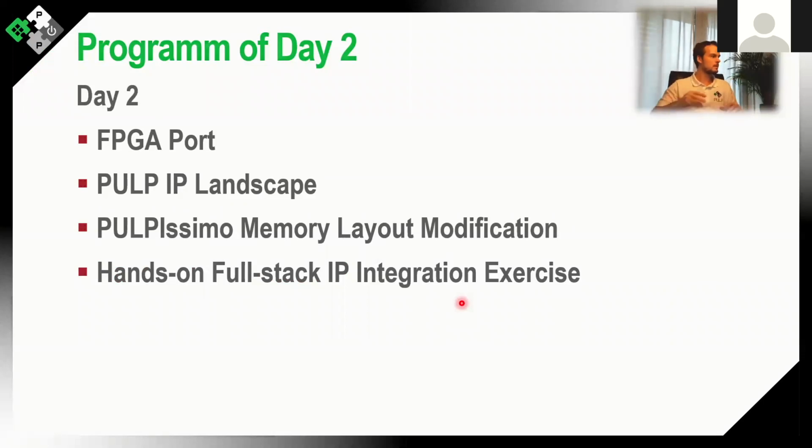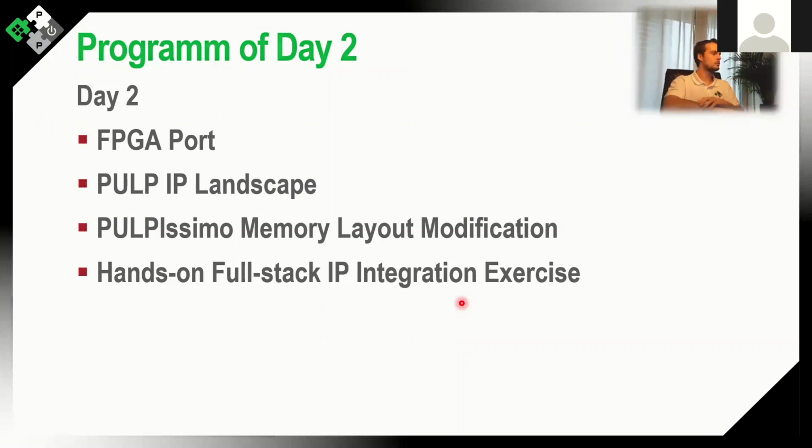Then I will run through the most useful IPs, or library of IPs, that we have available on the PULP platform on GitHub, and which ones we are going to use for the training today. This should not take more than, I guess, about 20 minutes to half an hour. The rest of the day will be pretty hands-on.